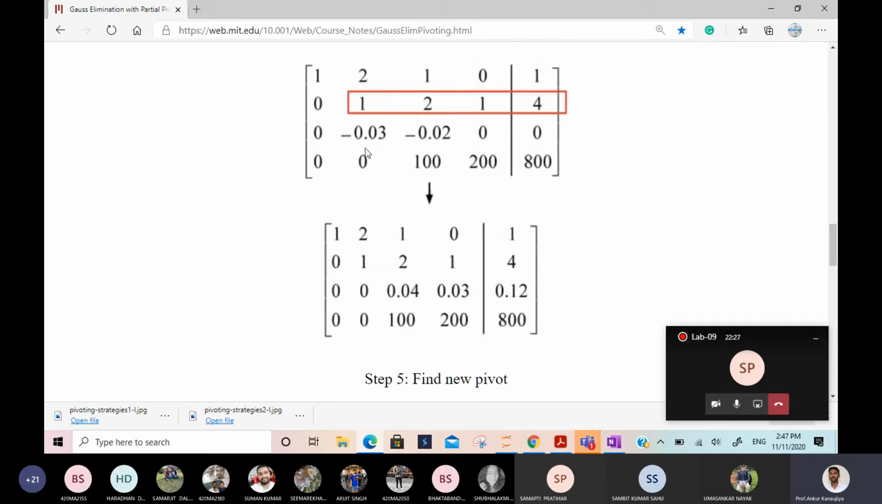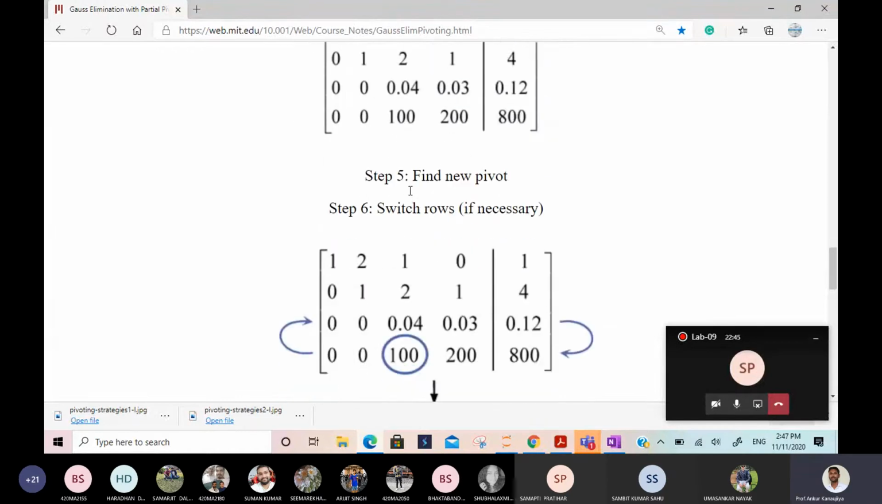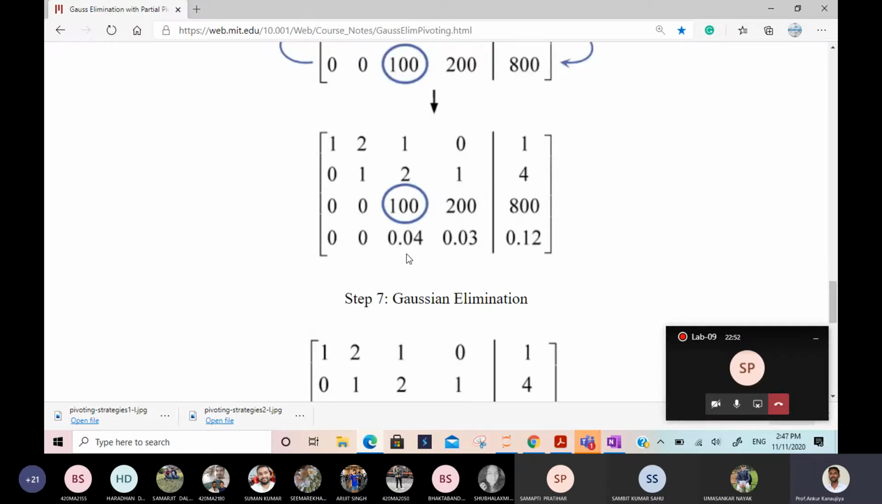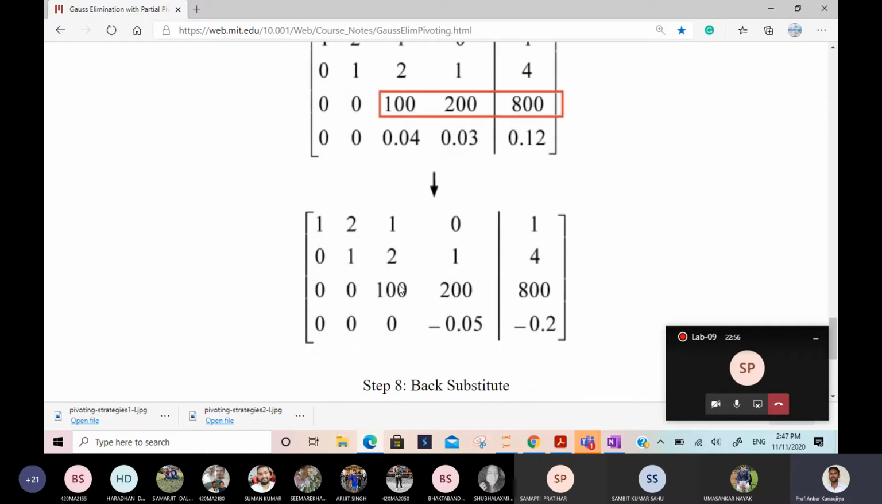With the help of this one, we'll apply R3 plus 0.03 R2. This entry will become 0 and it will change. Again, we'll find the maximum of this and this. The above-diagonal entries we will not consider. We will see from here and below. So 0 and 100, 0.04 and 100. 100 is the bigger number than this. So we can keep 100 above. And then again we'll make it 0. With the help of this, we'll make it 0. We'll get this one. Now here, no need to find the maximum.